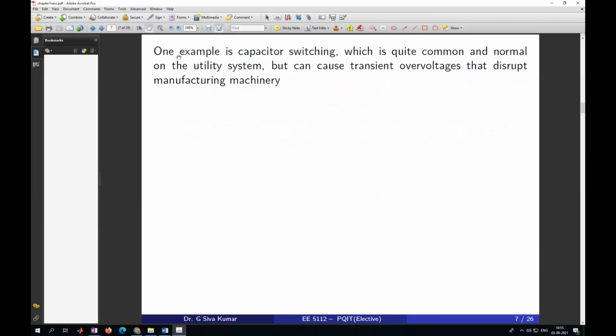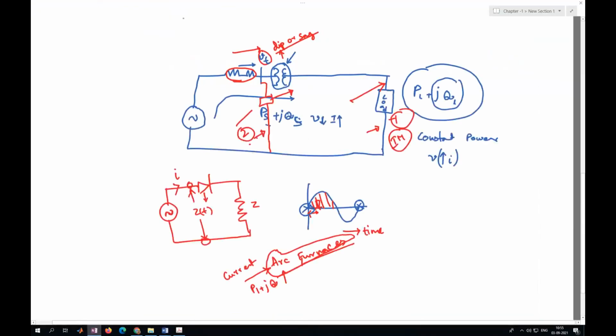See, I'm giving you one more example, capacitor switching. You may not have experienced capacitor switching because you never use this kind of switching in our day-to-day life. Just a simple example: whenever you connect a huge source to a system which is already available, suppose you connect a huge source to this particular system.